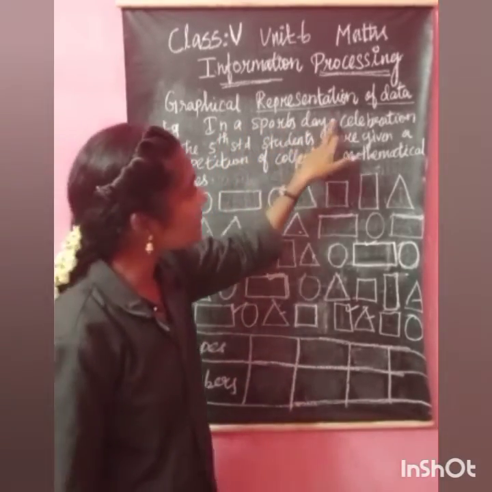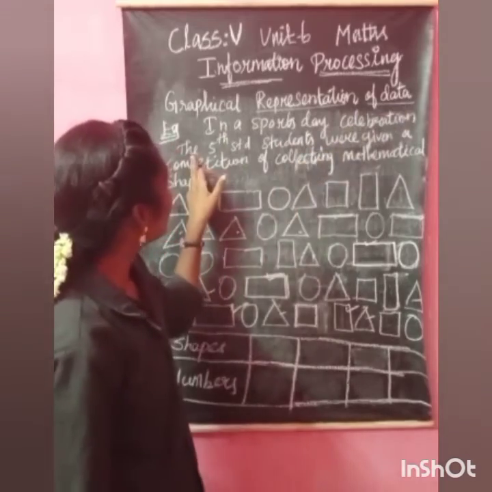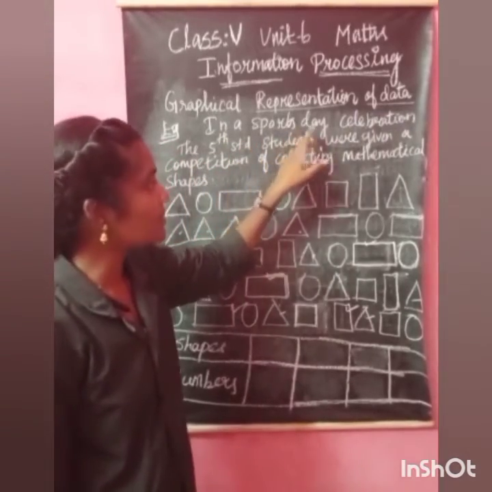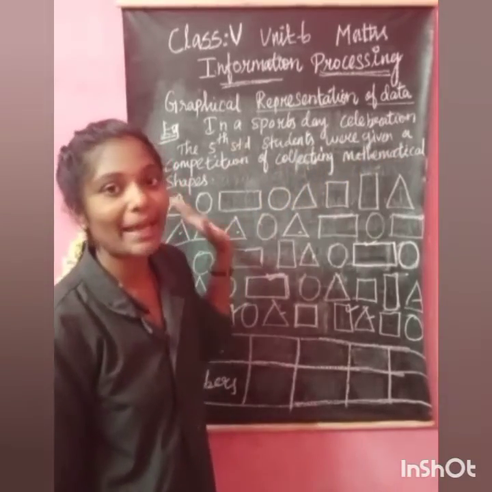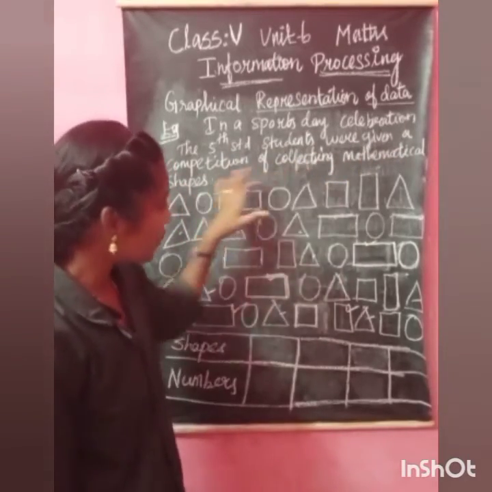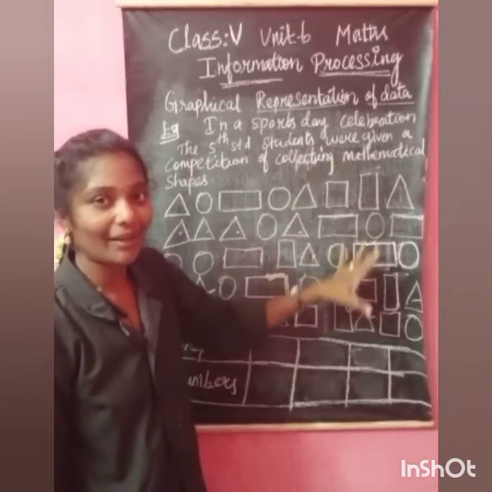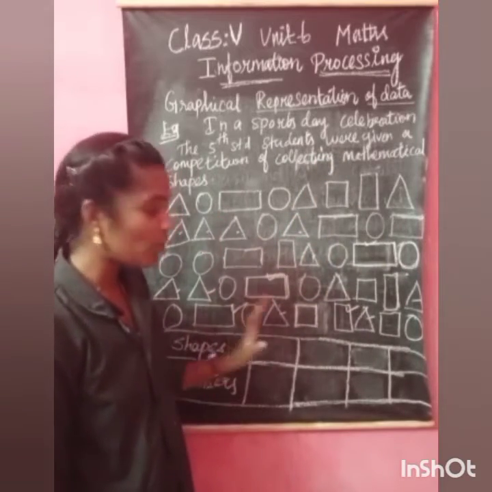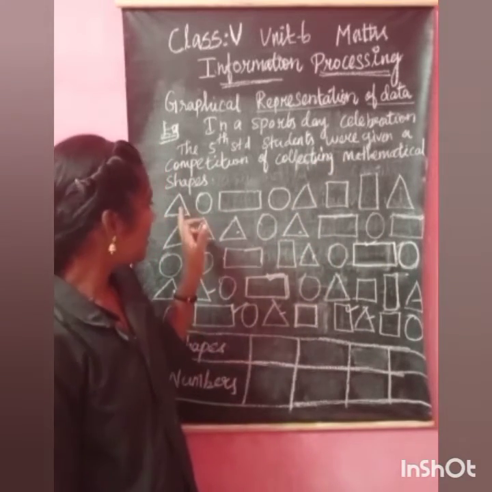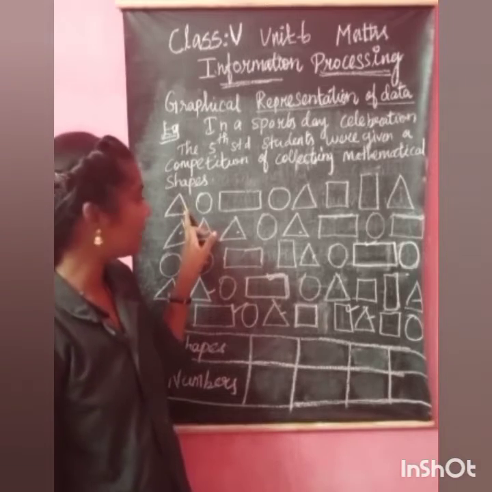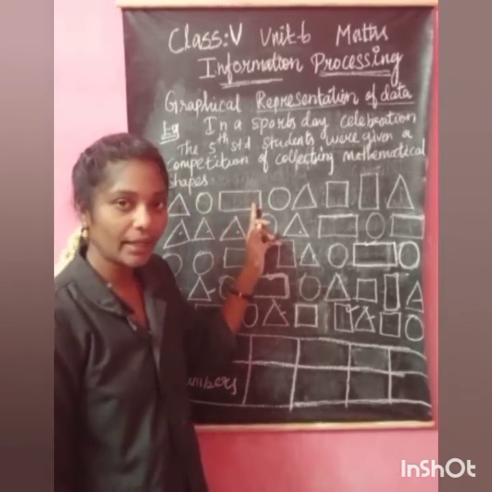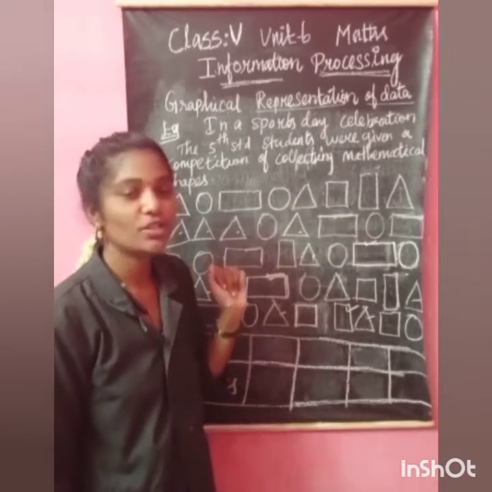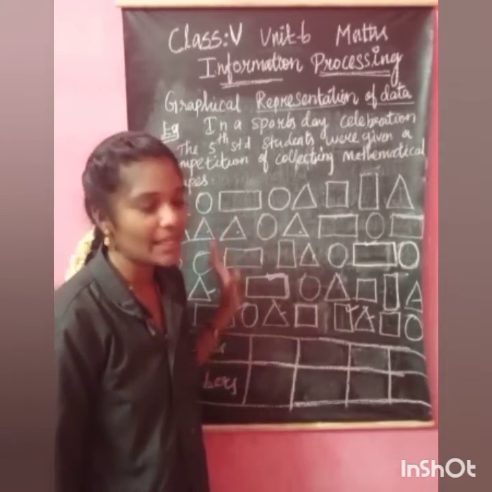Next, see the example, children. In a sports day celebration, the 5th standard students were given a competition of collecting mathematical shapes. So here are given mathematical shapes. Let's count the shapes, children. Here are given triangle, then circle, then rectangle, then square. So 4 shapes are given here.